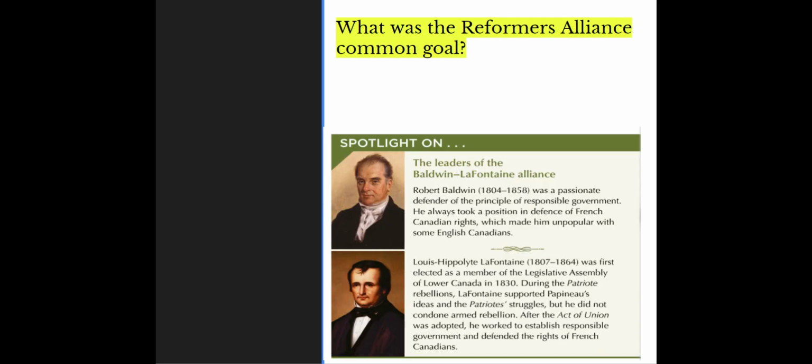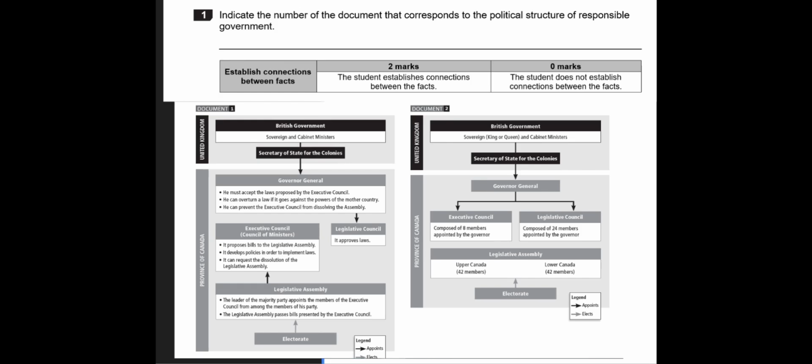What was the Reformers' alliance common goal? What was Baldwin and LaFontaine's common goal? Well, it was to achieve responsible government for the province of Canada. And indicate the number of the document that corresponds to the political structure of responsible government. So which one is responsible government? Is it document 1 or is it document 2? Pause the video. And it is document 1, and you can see a change in the Legislative Assembly to the Executive Council. These two documents are very important to note, so this would be a good time to pause the video and make sure you understand the difference between document 1 and document 2.